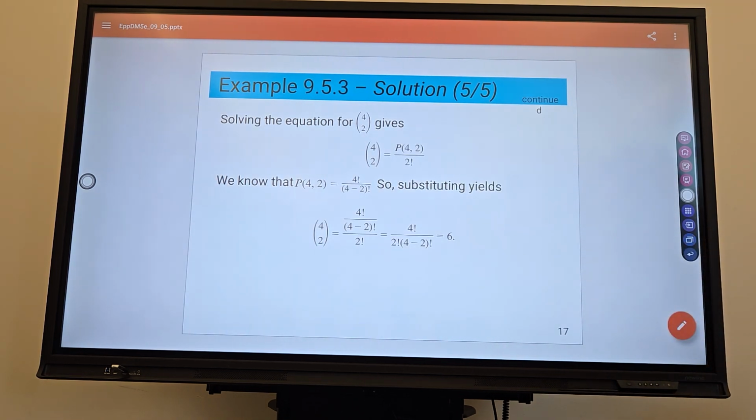Solving the equation for 4 choose 2 gives this here, and then we know that P(4, 2) is 4 factorial divided by 4 minus 2 factorial. So substituting yields this here, which is 4 factorial divided by 2 factorial times 4 minus 2 factorial.